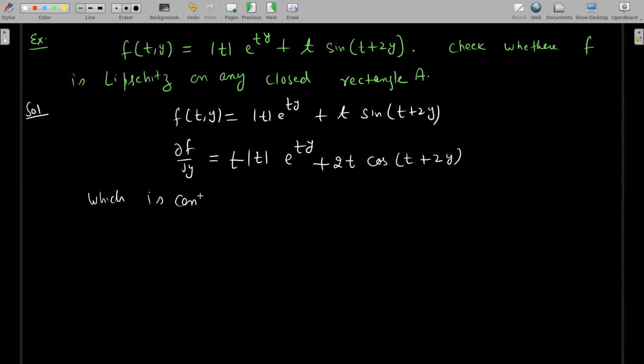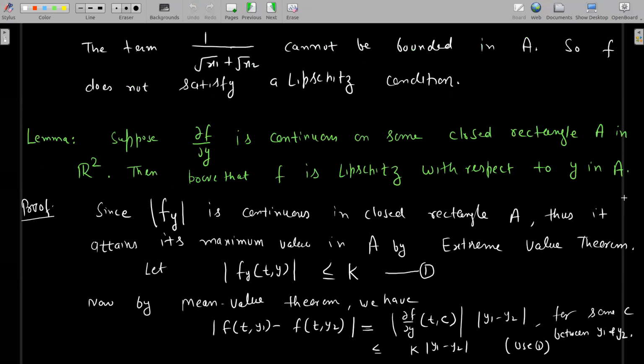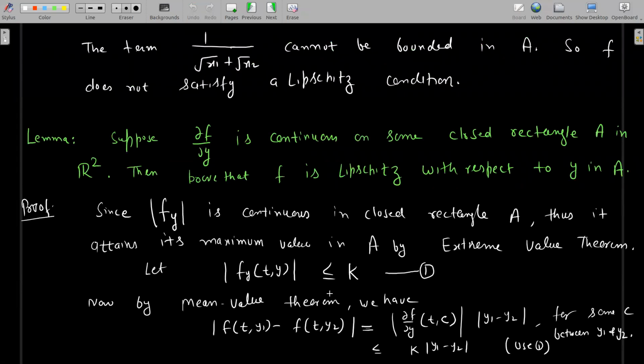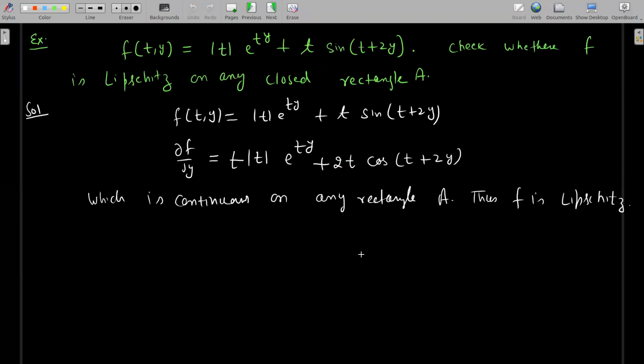So which is continuous? Okay, on any rectangle A. So therefore f is Lipschitz. So just check the continuity of the derivative. हाँ, अगर आपने कांस्टेंट निकालना के लिए कहे तो फिर आपको बाउंडेड भी शो करना पड़ेगा. अब हमने यहाँ रेक्टेंगल बताया नहीं ना. अगर आपने लिपशिट्ज कांस्टेंट निकालना है, सो फाइंड द मैक्सिमम ऑफ डेरिवेटिव, दैट विल बी लिपशिट्ज कांस्टेंट.